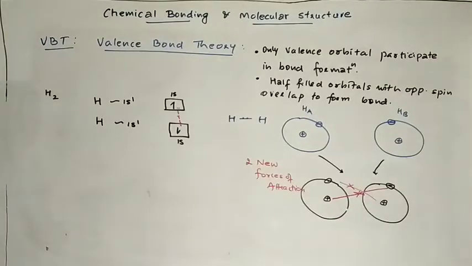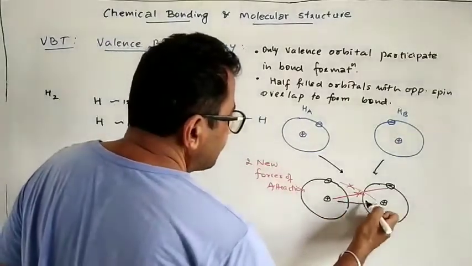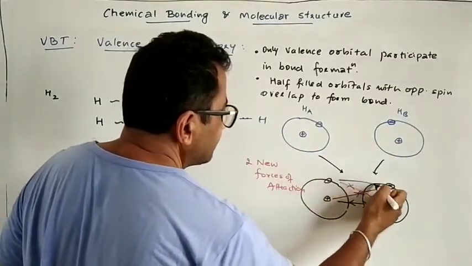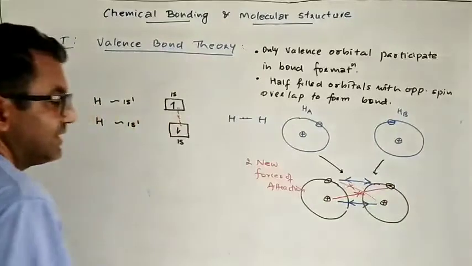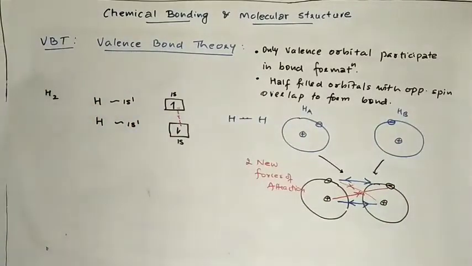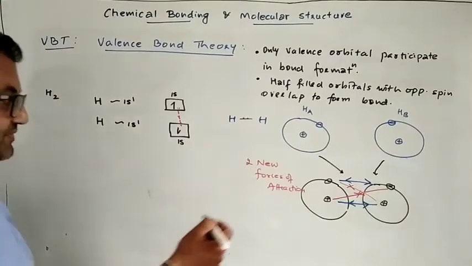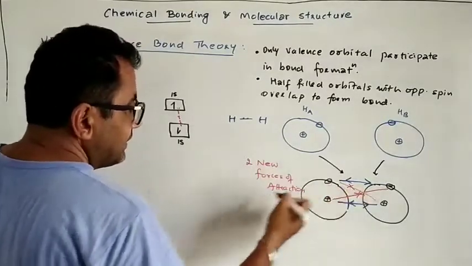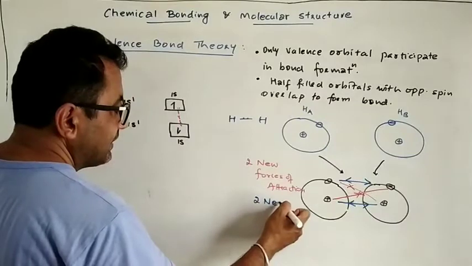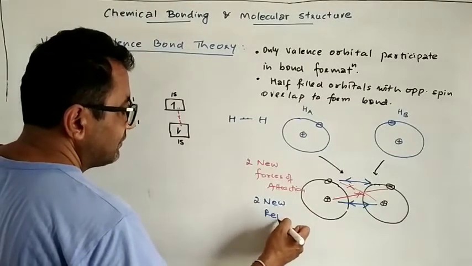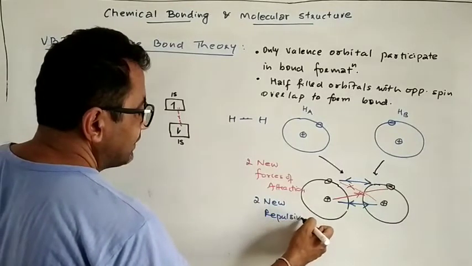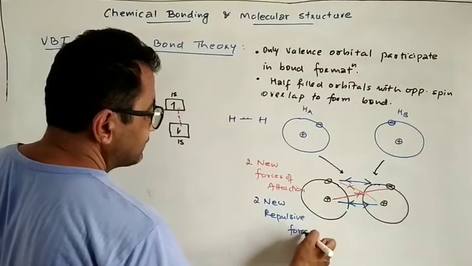And with attraction, two new forces of repulsion also exist. You can see in blue, the nucleus of HA repels the nucleus of HB, both are positively charged. The electron of HA repels the electron of HB. So two new repulsive forces are also there.